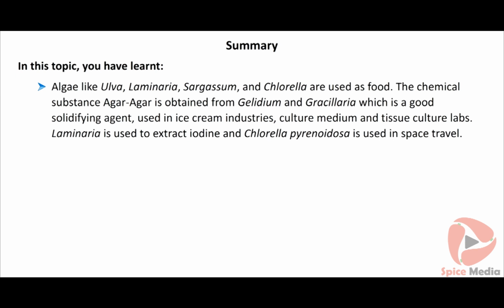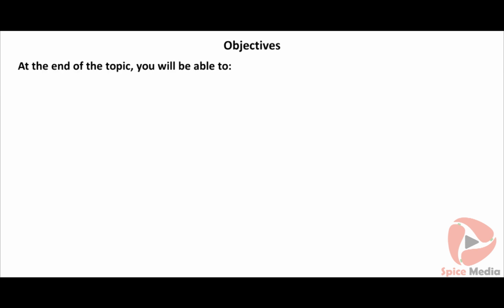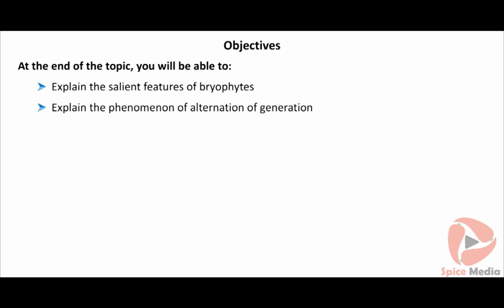Algae like Ulva, Laminaria, Sargassum and Chlorella are used as food. The chemical substance agar-agar is obtained from Gelidium and Gracilaria, which is a good solidifying agent used in ice cream industries, culture medium and tissue culture labs. Laminaria is used to extract iodine and Chlorella pyrenoidosa is used in space travel.